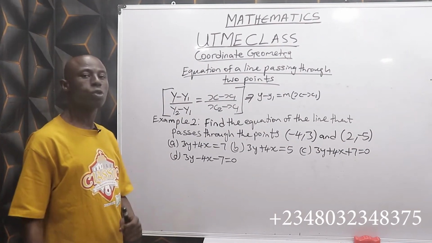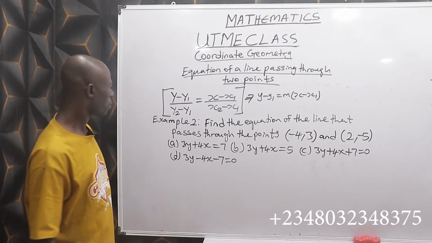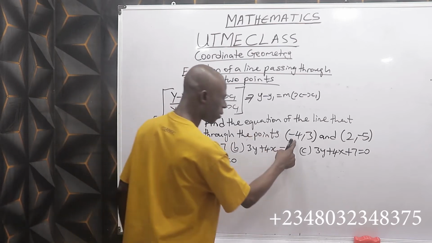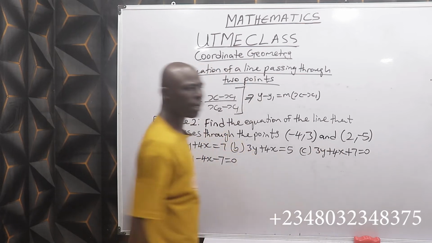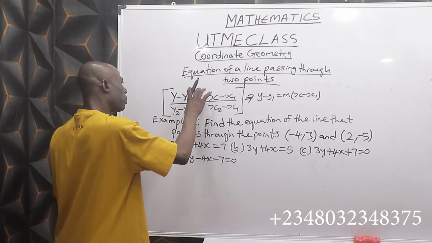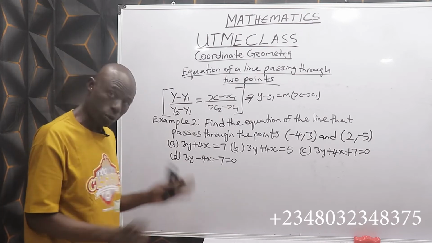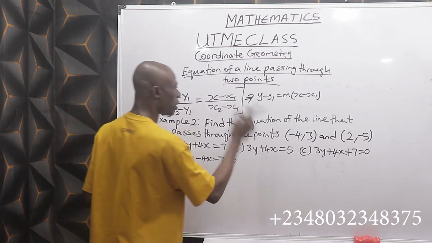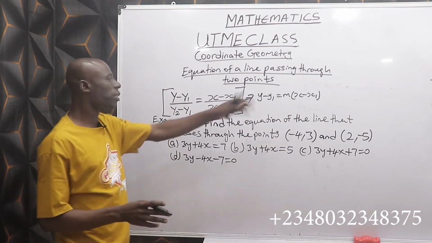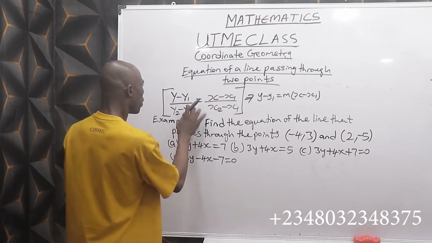Let's consider example 2, yet under equation of a line passing through 2 points. Find the equation of the line that passes through the points (-4, 3) and (2, -5). 2 points. Well, let me use the original formula so that it won't look as if I don't use it at all. But I've explained to you in the first example how you can use this. Only know that your m is the gradient that you have to calculate using the 2 points. Straightforward like that. But let's use this.